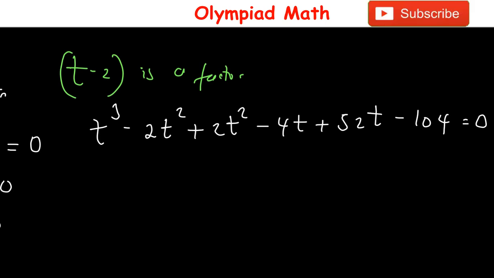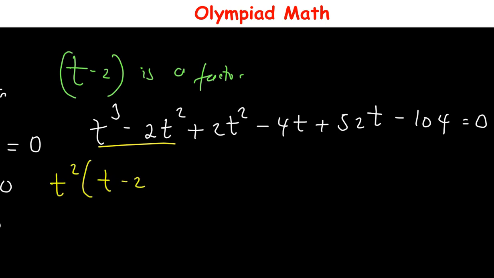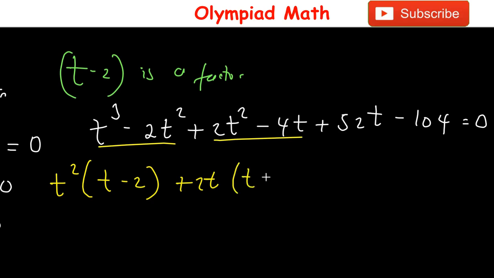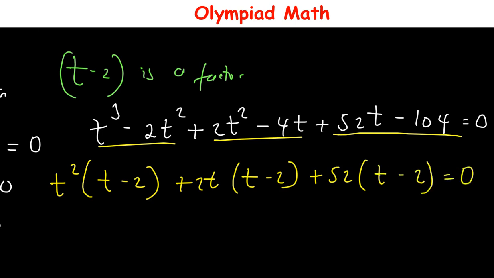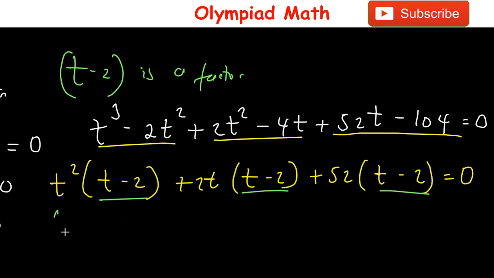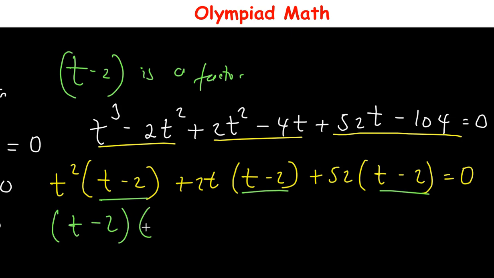So from here, we can factorize out t squared from this. We have t squared into bracket t minus 2. Factorize out plus 2t from this, plus 2t into bracket t minus 2. Factorize out plus 52 from here. We have plus 52 into bracket t minus 2, and this equals 0. So we have a common factor, t minus 2. Pick one in bracket t minus 2, and then group the ones outside the bracket. So we have t squared, then plus 2t, then plus 52, and this equals 0.